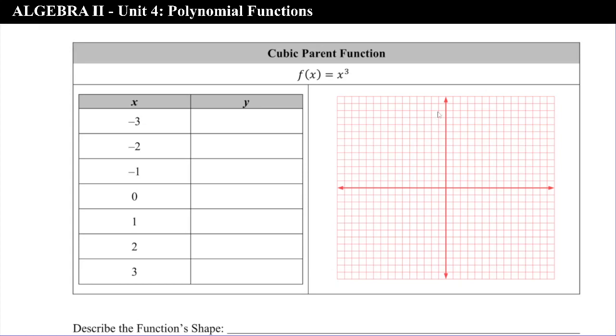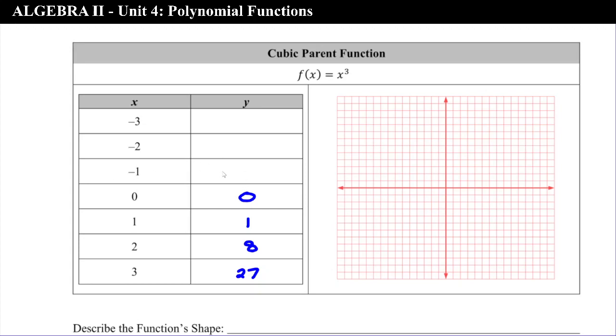Okay, so we're going to take our table here, and let's start in the middle. 0 cubed is easy. 0 cubed is just 0, so that's our output. 1 cubed is 1. 2 cubed is 8, because 2 times 2 times 2 is 8. And then 3 cubed is 27, because 3 times 3 times 3 is 27.